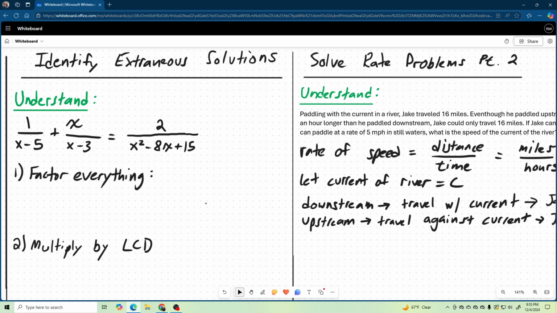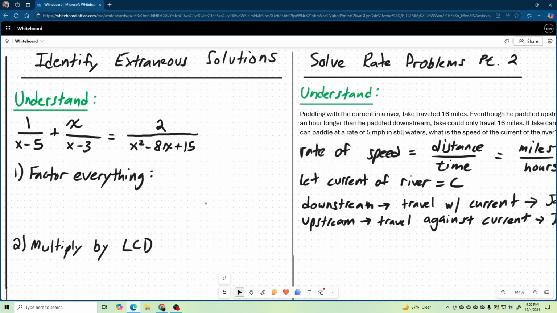So if we're identifying extraneous solutions, the first thing we have to do is actually solve for x. We're going to solve for x kind of like we did in the last problem, where we establish an LCD and go from there. Okay, we're going to go step by step. So we have the problem 1 over x minus 5 plus x over x minus 3 equals 2 over the quantity x squared minus 8x plus 15.